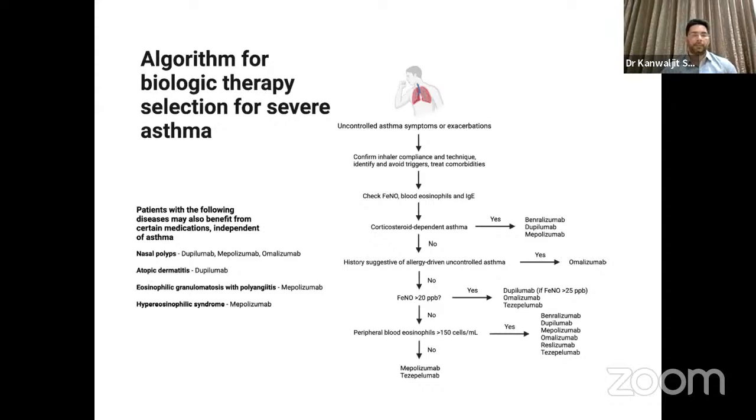In special conditions, we can consider the use of various biologicals. In nasal polyposis, dupilumab, mepolizumab, and omalizumab benefit more. In atopic dermatitis patients, we can use dupilumab. And in eosinophilic granulomatosis with polyangiitis, we can use mepolizumab. In hypereosinophilic syndrome patients, mepolizumab is used.